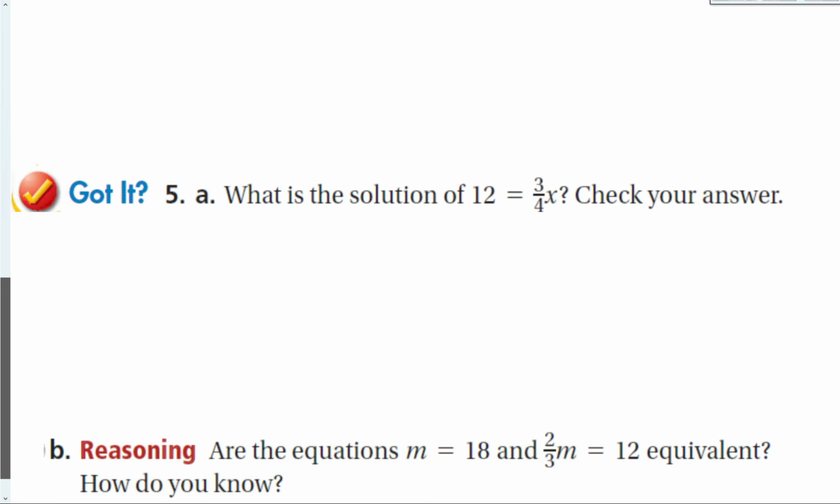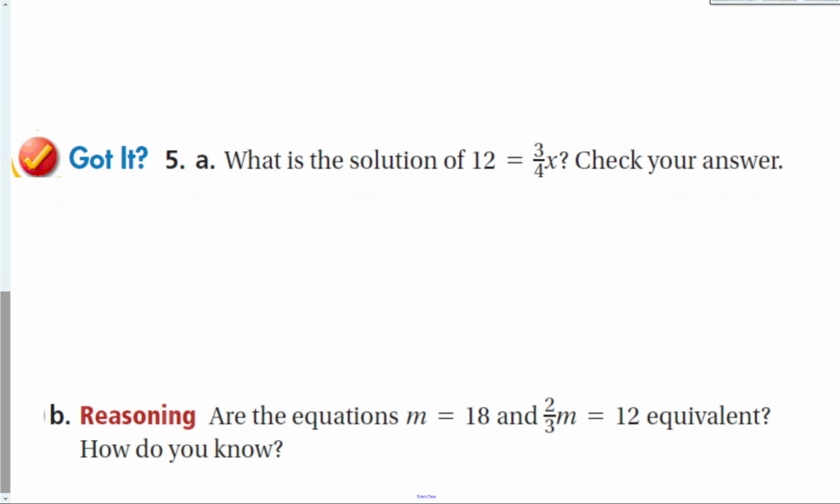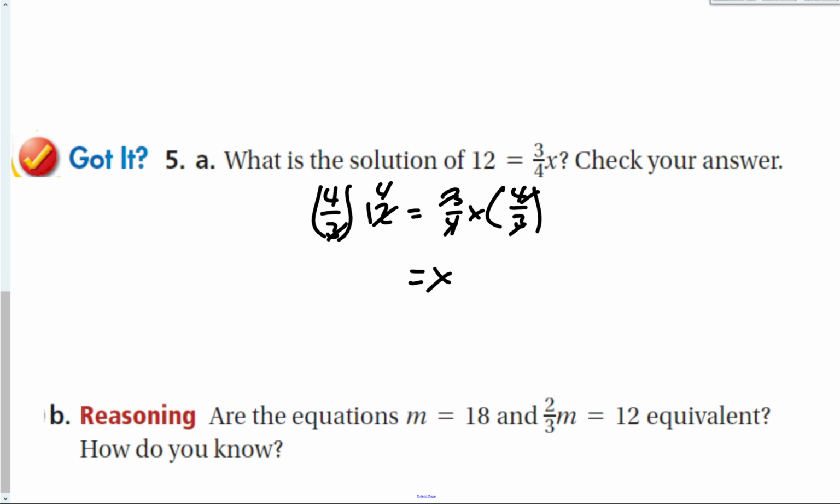Let's try our guided problem. What is the solution of 12 is equal to 3 over 4x? So I'm going to do the same thing I did before. I see 3 over 4. I'm going to multiply both sides by 4 over 3, the reciprocal of the coefficient of x. 3's cancel here, 4's cancel here. We're left with x by itself. The 3's can cancel here and turn that 12 into a 4, times 4 to give me 16. Or 4 times 12 and take the answer and divide it by 3.